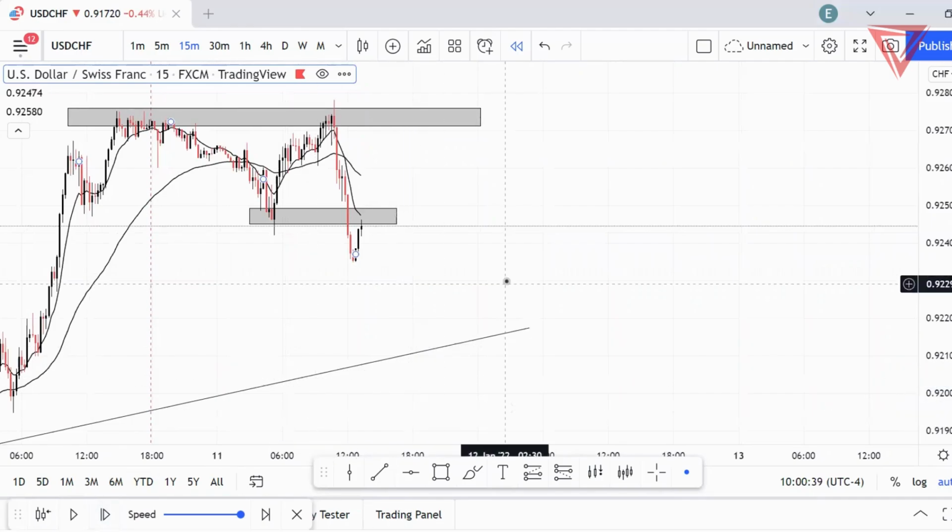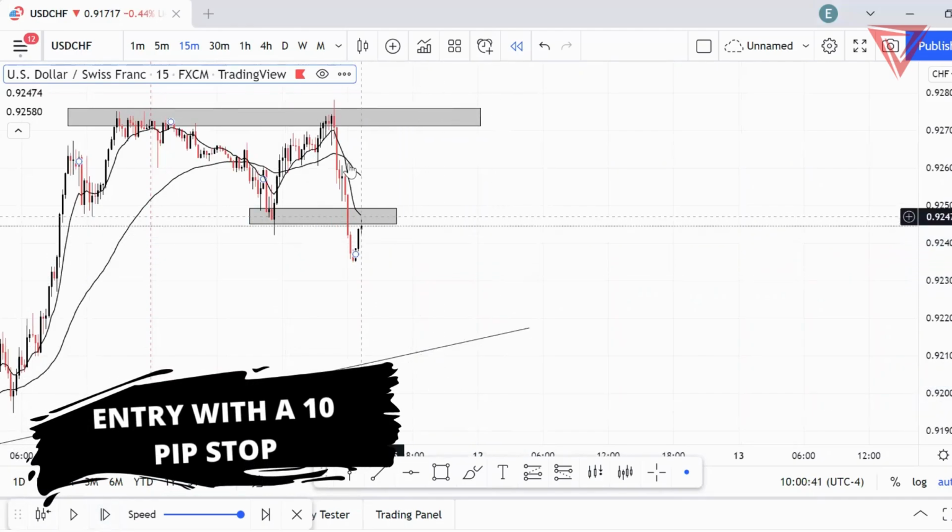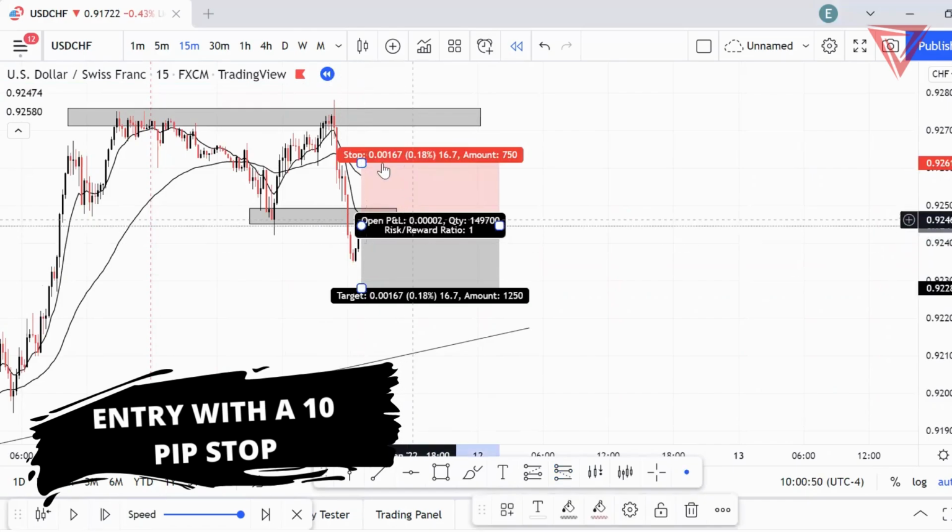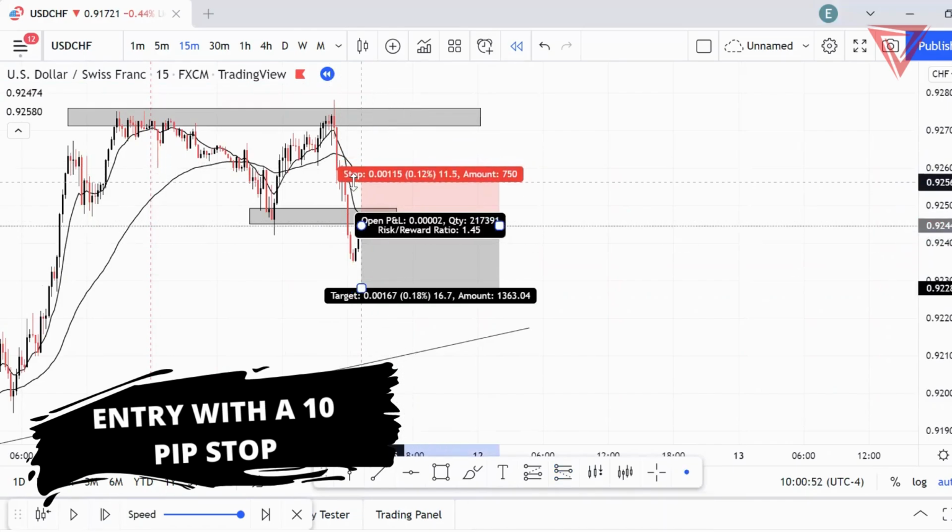That's my entry. That is literally my entry. You can see it's a perfect retest of this zone. It's a perfect retest of this cross. And at this point, this is where I would sell it with a 10 pip stop loss. And that's my stop loss right there.